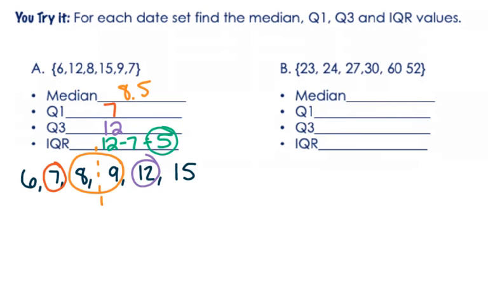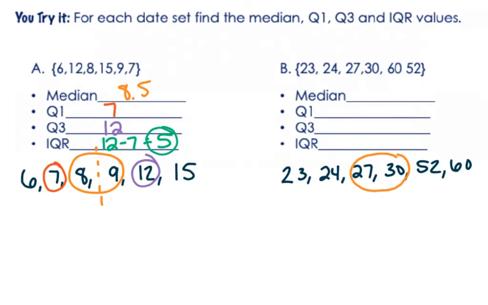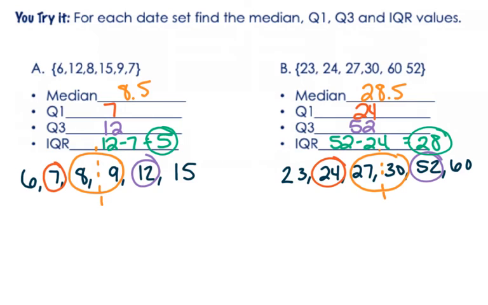Alright, so take some time to do part B. Do it the same way. Try it in 1, 2, 3. Alright, so my median would be between these two numbers, so I'm going to say 28.5. My median of the lower half would be 24. My median of the upper half would be 52. And then if I subtract 52 minus 24, I get 28. So hopefully that's what you got.